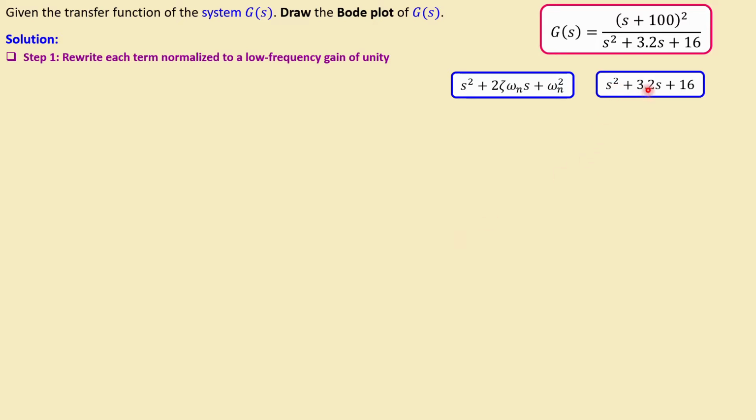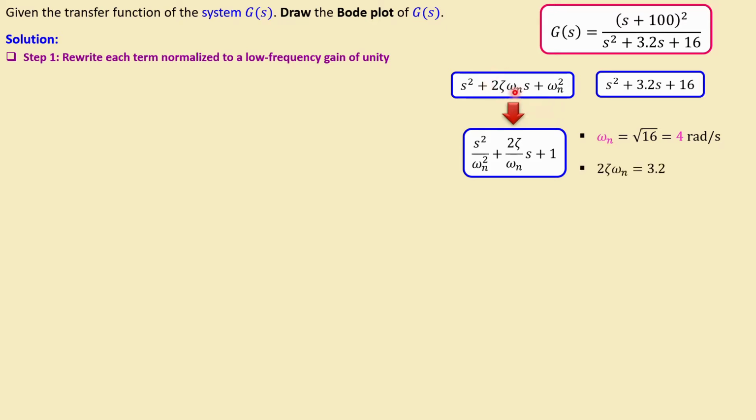We have s squared plus 3.2s plus 16. So you can now recognize which term is, for example, the omega and also the zeta. You can also rewrite this in a form that is helpful for drawing our Bode plot by dividing each term by omega n squared. Now, if I recognize this here, omega n squared is 16, so omega n itself is 4, the square root of 16. That is one of the parameters in this term.